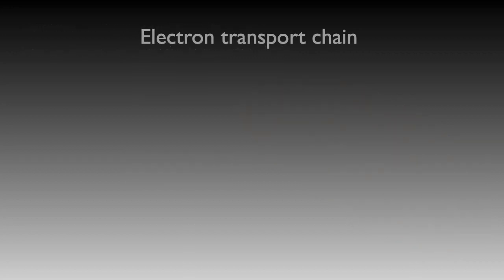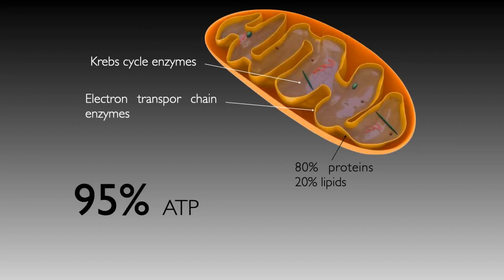All right, let's review now the electron transport chain, which is the first step in the production of ATP. The inner membrane is 80% proteins because it contains the enzymes of the electron transport chain, while the Krebs cycle enzymes are located inside the matrix, floating there in that solution. Remember that mitochondria produce 95% of the total ATP produced by a cell, and this is what makes them essential.